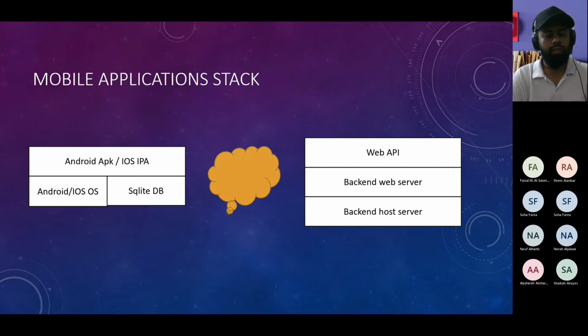Yeah, let me ask you. So for this table, with the API backend or web server, backend host server, this is in which I'll do the implementation test on these levels, right?